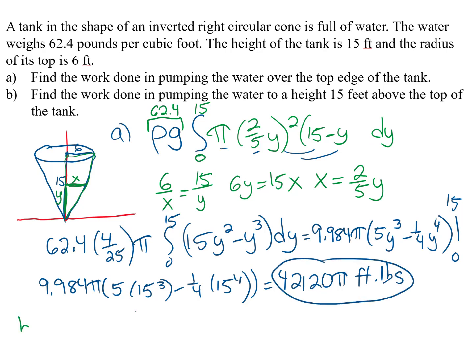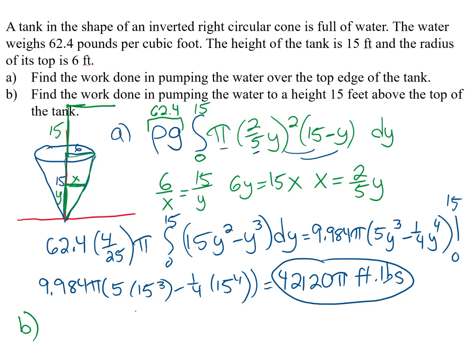Okay, so let's look at part B. Part B says the work done in pumping the water to a height 15 feet above the top of the tank. So we've got to go up here another 15 feet to the pipe that's going to pump that out. Now, the slice and all the other things stay the same. The only thing that's changing is the distance that we've got to pump it.